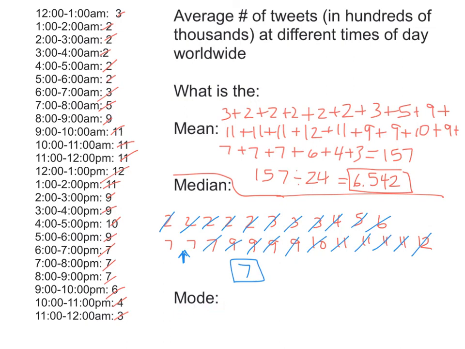The last term, mode. Now that we have the numbers listed out in order, we can find the mode very quickly. Which value was the most common in this data set? Well, the answer is actually 2. Did you notice that? The mode is 2. There were 5 2s in this. So sometimes a measure of central tendency doesn't tell you a ton, though it does tell us that there are 5 different hours of the day that you only get 200,000 tweets versus the rest of the day. So those are our 3 measures of central tendency for this data set.